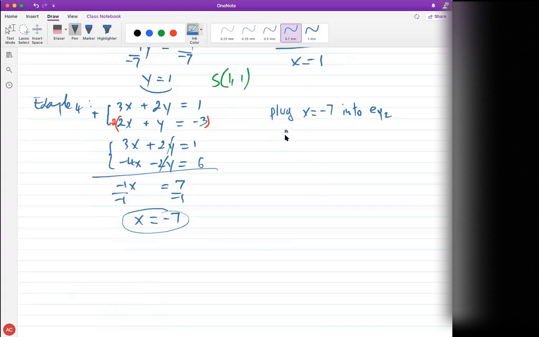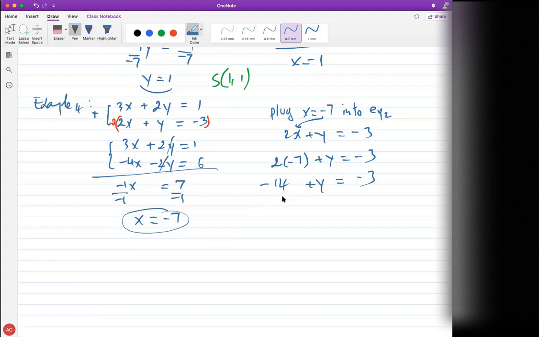2x plus y is -3. So again, this -7 goes here. -7 times 2 plus y is -3. And the rest, we know how to solve. It's first degree. That's why we cancel one of them to solve for one. Can't solve right away. I mean, we can, but it's not easy to solve with two variables at the same time. That's why we eliminate one of them. Now we can have -14 plus y is -3.